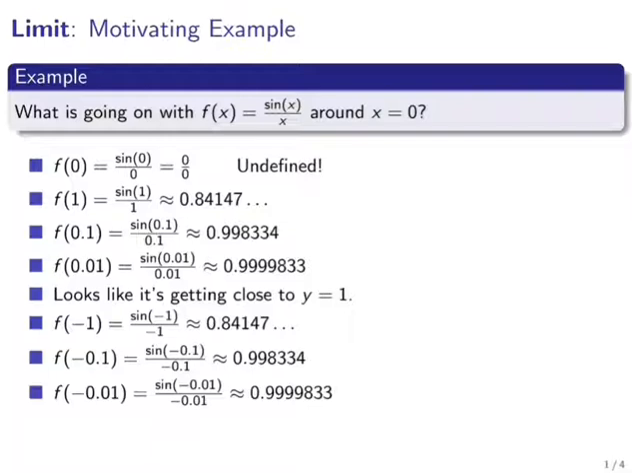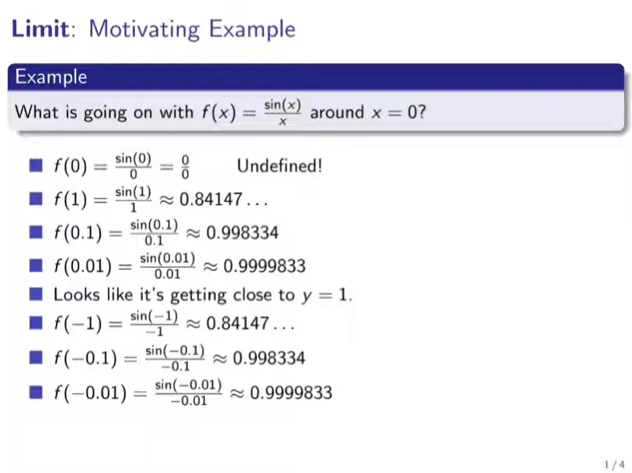When I say what's going on with this function around this input, your first idea might be let's just plug in that x input into the function. Let's plug in x equals 0. But you run into a big problem with that. In this case, you get sine of 0 divided by 0, or 0 divided by 0, and that's undefined. That ratio doesn't have a meaning. So what's going on with this function around this point? Aha, well that's why I asked around and not at.